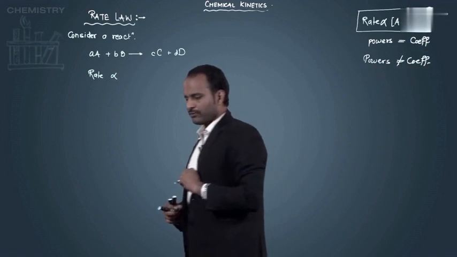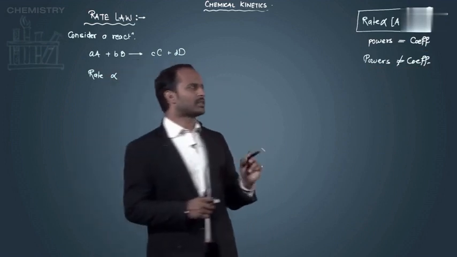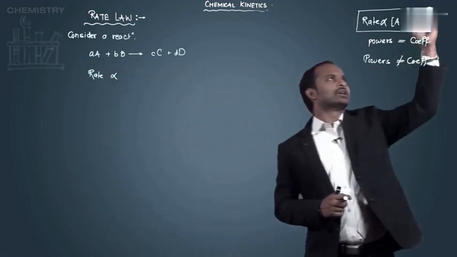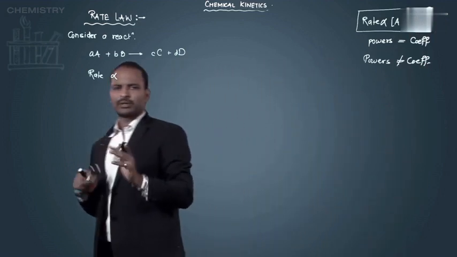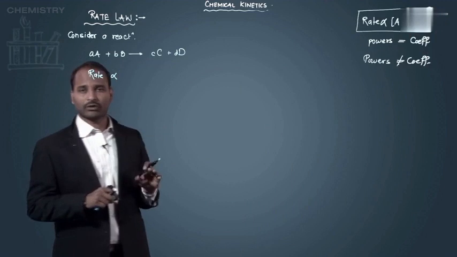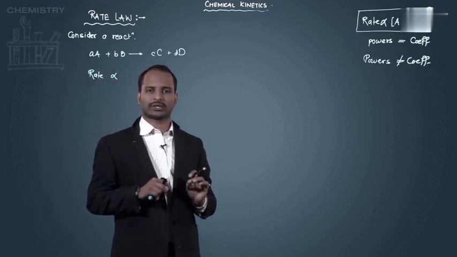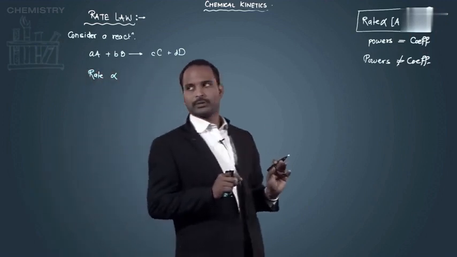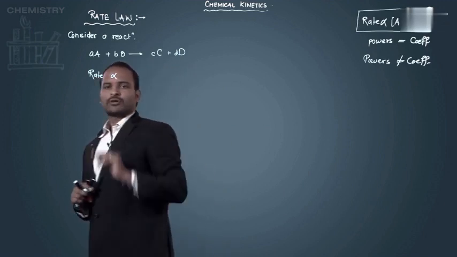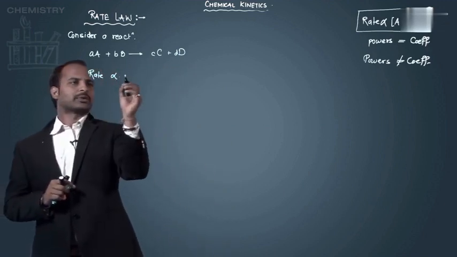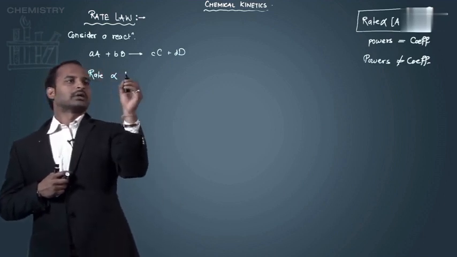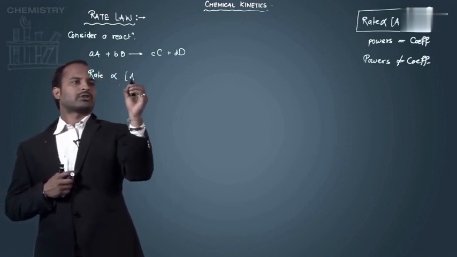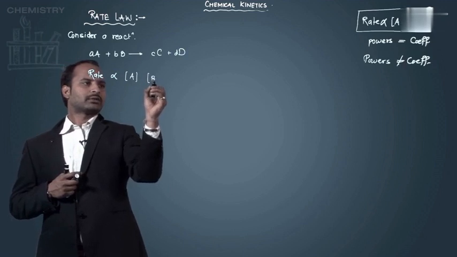So the law was modified, and now instead of saying that the power is always the coefficient, we say that the power is going to be some suitable number. It may be anything. That number cannot be predicted just by looking at the reaction, but it is going to be some number. So I am writing the modified form of the law of mass action: the rate is directly proportional to the product of the molar concentration of reactant.